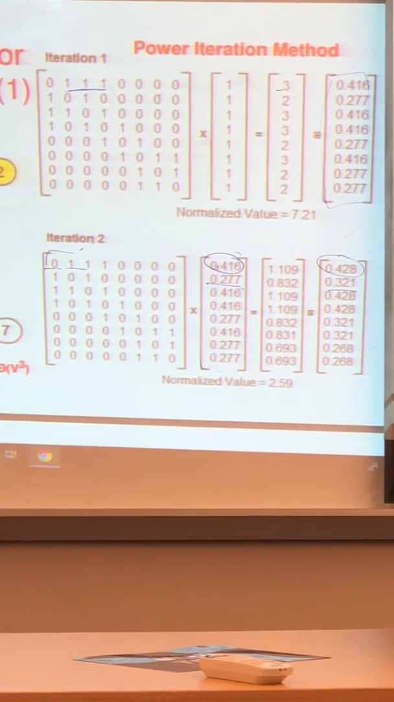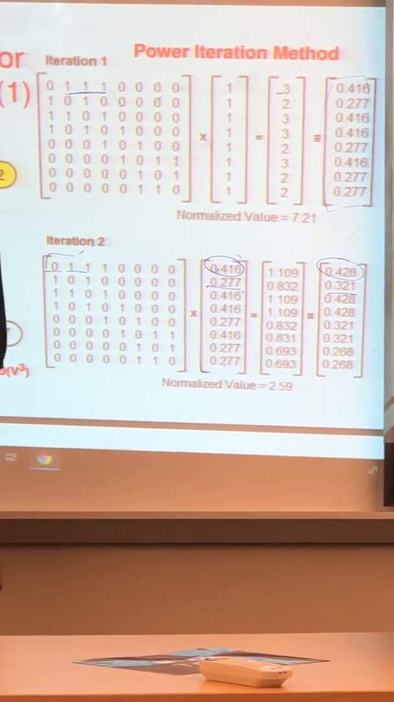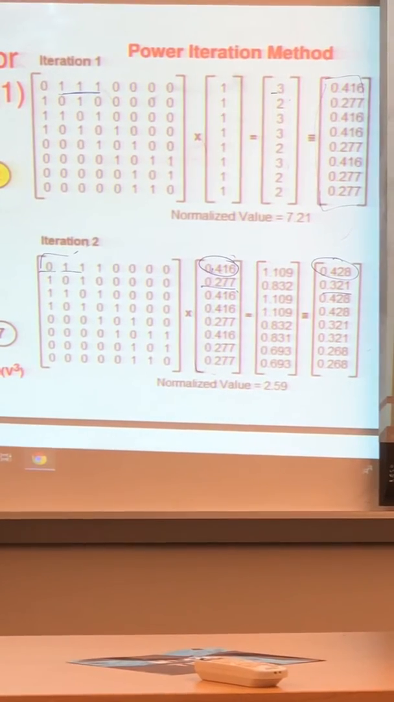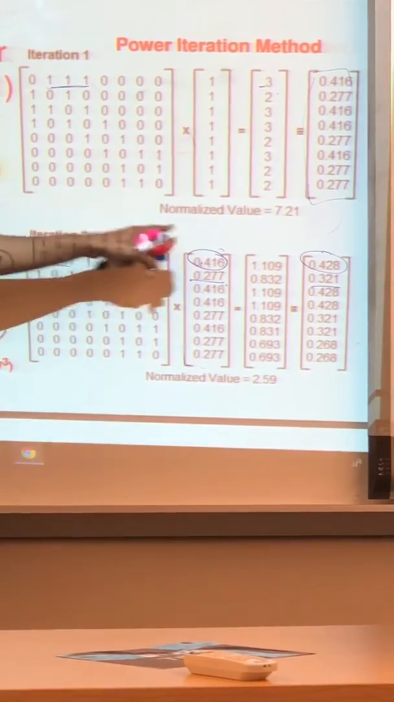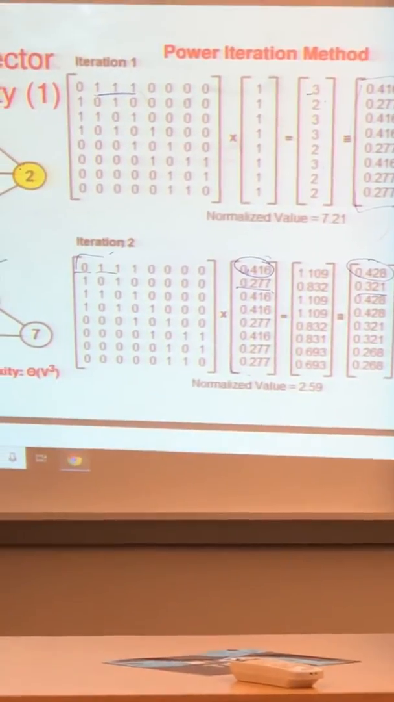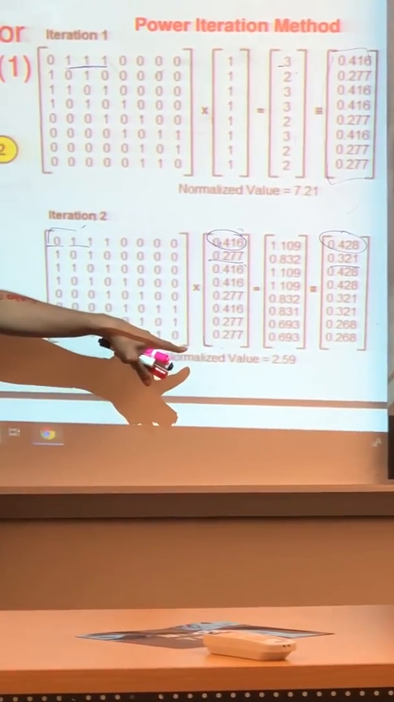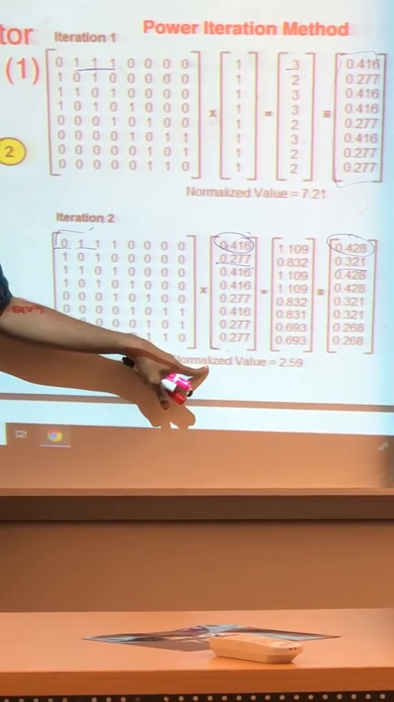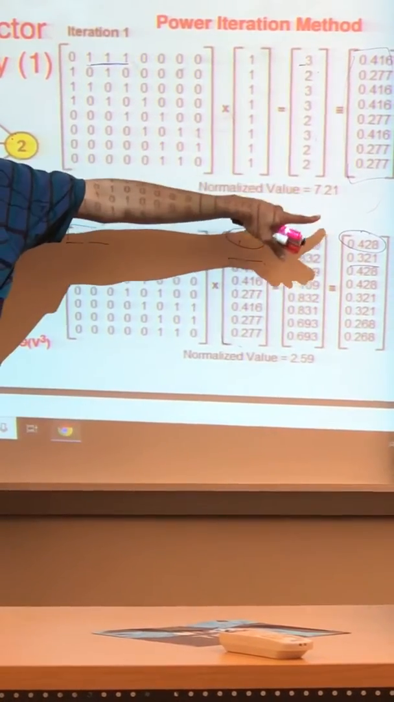But for the course exam purposes, you don't want to try several such iterations. So the program I gave you actually runs like that until the values converge for each entry in the column vector. But the way we'll do it for the exam purposes, when you do it manually, we will continue the iterations until this normalized value converges. So the normalized value at the end of the first iteration was 7.21.